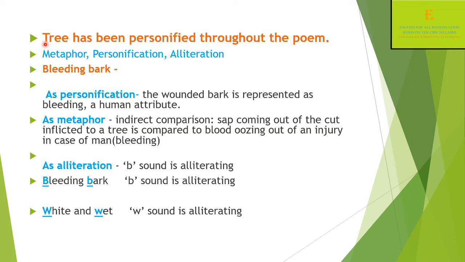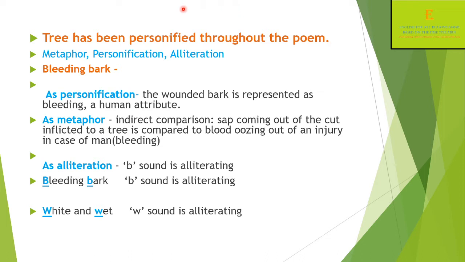Now again, the tree has been personified throughout the poem. So when the poet says feeding upon, it is personification. So consuming. All these words that have been used for the tree personify the tree. So personification has been used throughout the poem. Then metaphor, personification and alliteration.